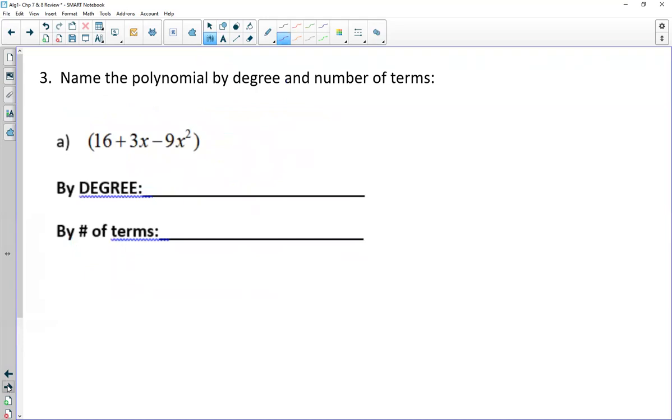Okay, let's go ahead and keep going. We're going to name that polynomial by degree and number of terms. So the best thing to do is to put this in standard form first. I'm going to have negative 9x squared plus 3x plus 16. So this is going to be a second degree. And we're going to call this a quadratic. Anything to the second degree, which is the highest exponent, is going to be known as a quadratic.